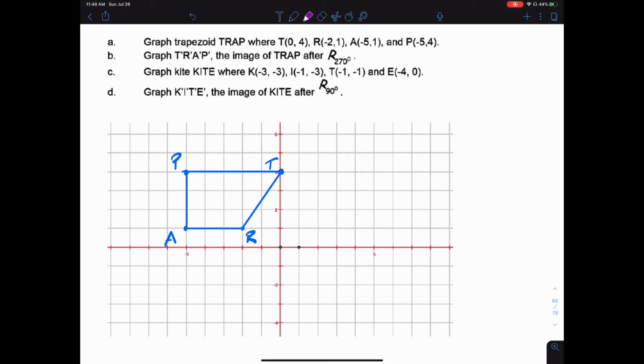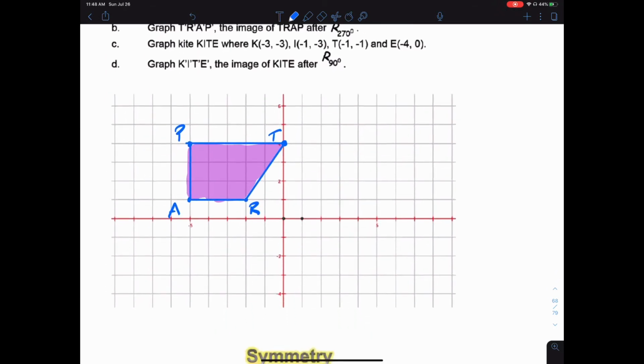Here's the image, the pre-image, I should say, which is part A. Graph this. Believe we've done this correctly. B, graph trapezoid prime, the image after rotation of 270 degrees. If it doesn't say, we assume that's counterclockwise, and it is because it's positive.